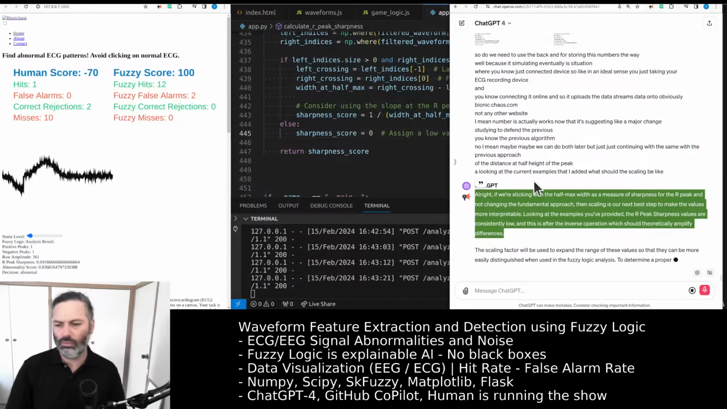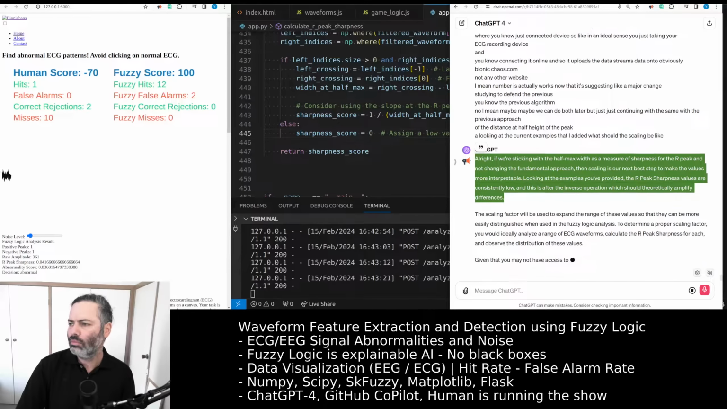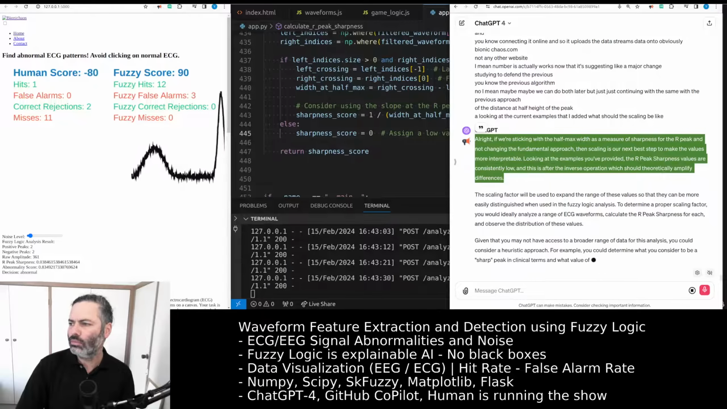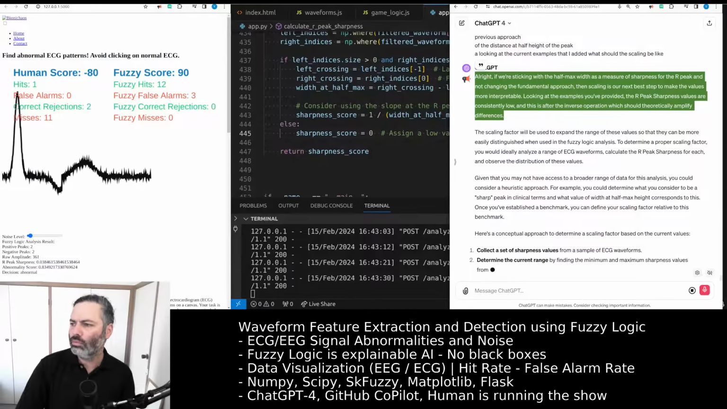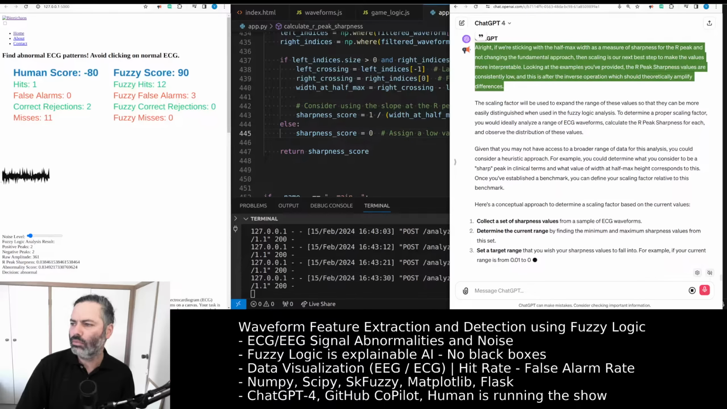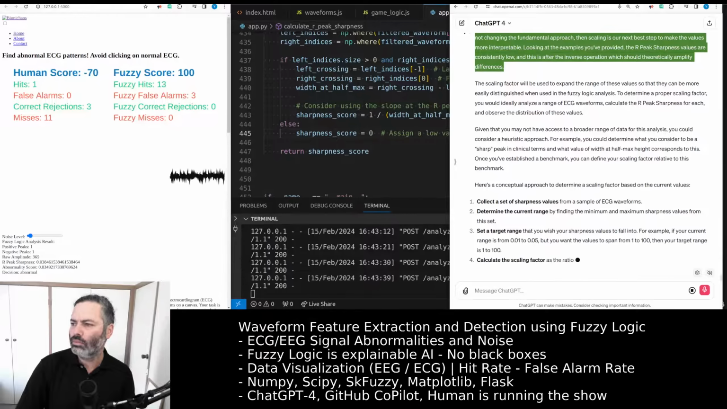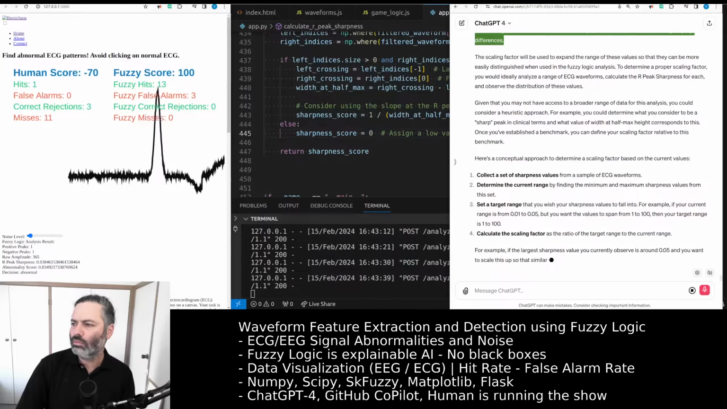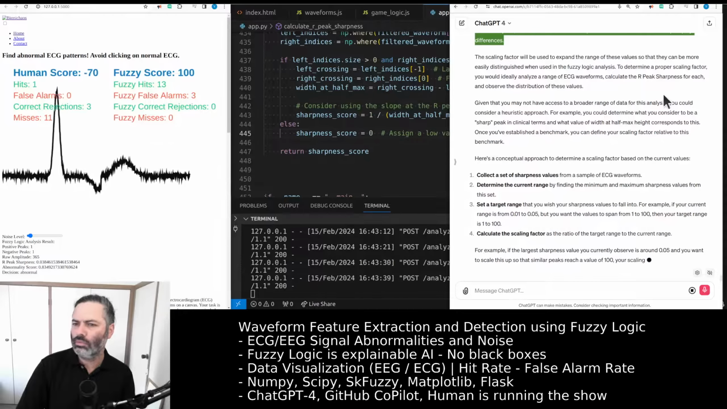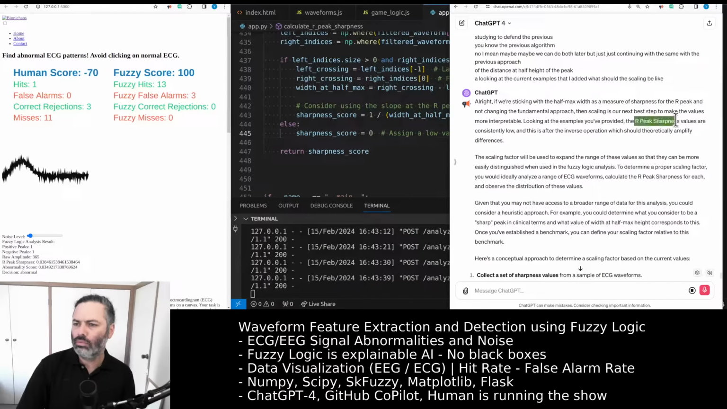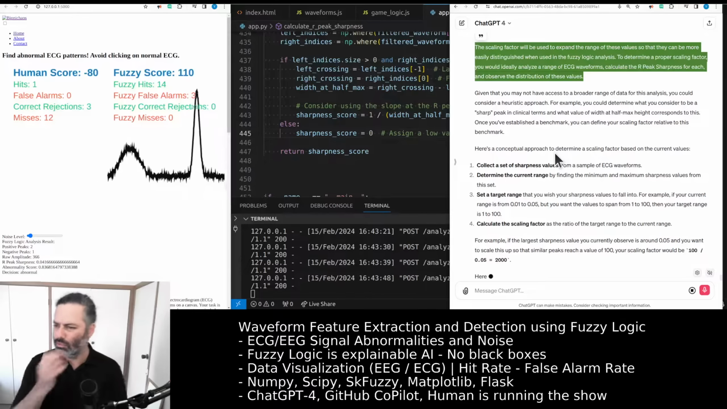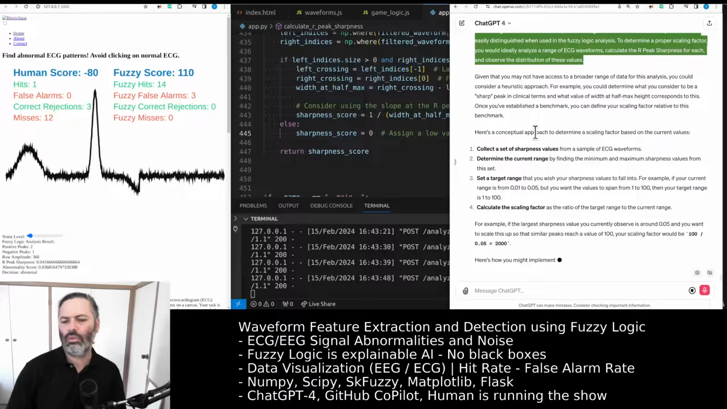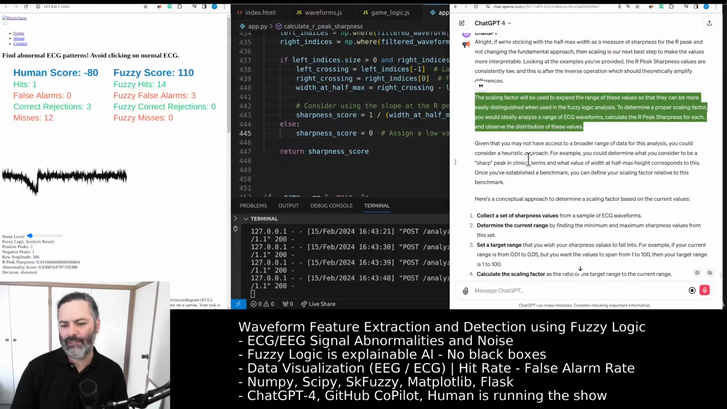Alright, if we're sticking with the half max width as a measure of sharpness for the R peak and not changing the fundamental approach, then scaling is our next best step to make the values more interpretable. Looking at the examples you've provided, the R peak sharpness values are consistently low, and this is after the inverse operation, which should theoretically amplify differences. The scaling factor will be used to expand the range of these values so that they can be more easily distinguished when used in the fuzzy logic analysis.